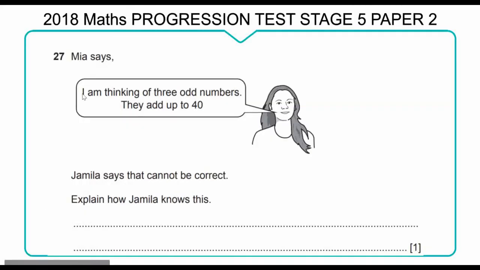Mia says, I'm thinking of 3 odd numbers. They add up to 40. Jamila says that cannot be correct. Explain how Jamila knows this.